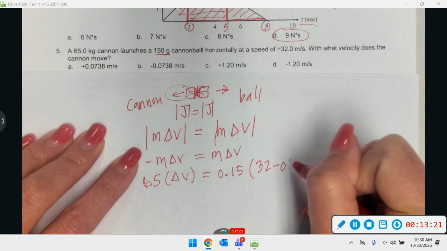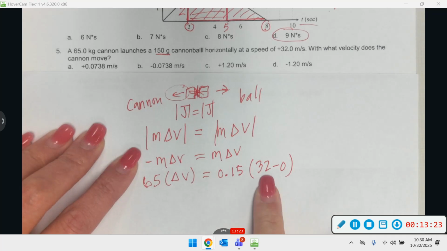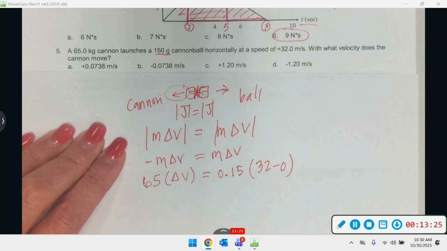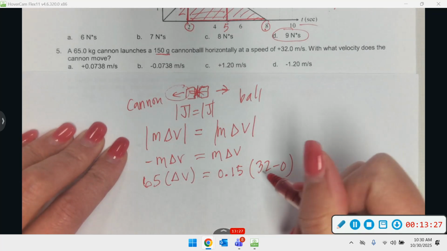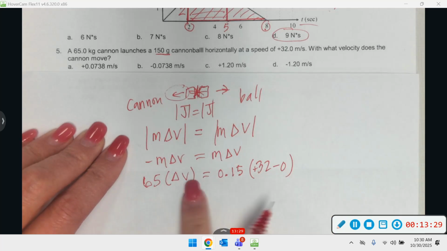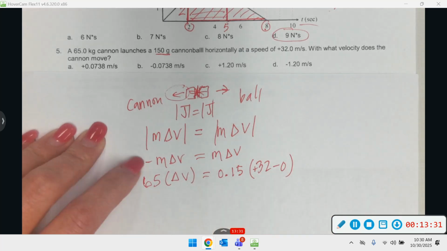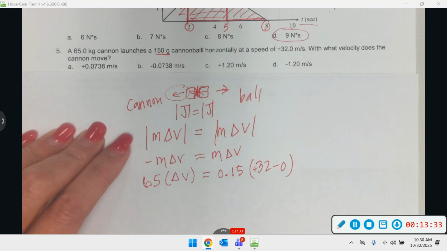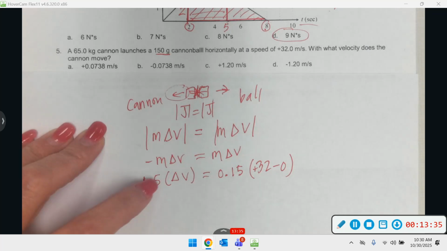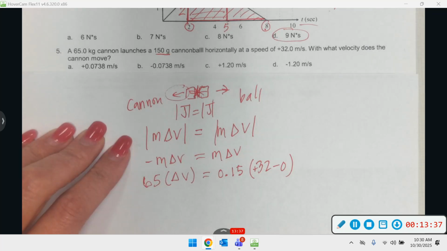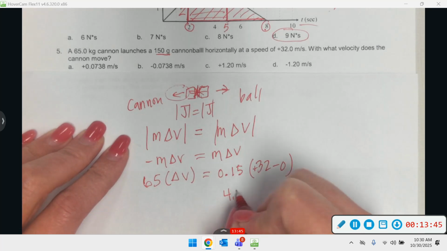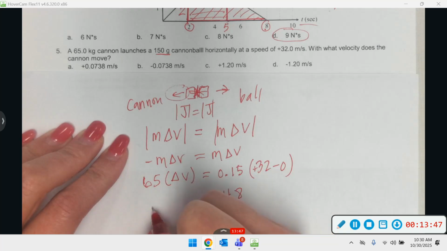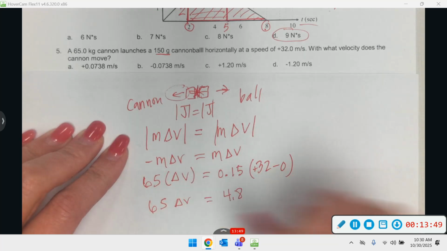I'll write the minus 0 just so you don't get confused, but that's my delta V. All right, so we're going to do 0.15 times 32, and I already have my sign taken into account here. So when I solve this, I'm going to need to add a negative on it because it's going to end up giving me a positive value, I think. But let's look. 0.15 times 32 gives me 4.8, and it's equal to 65 times delta V.